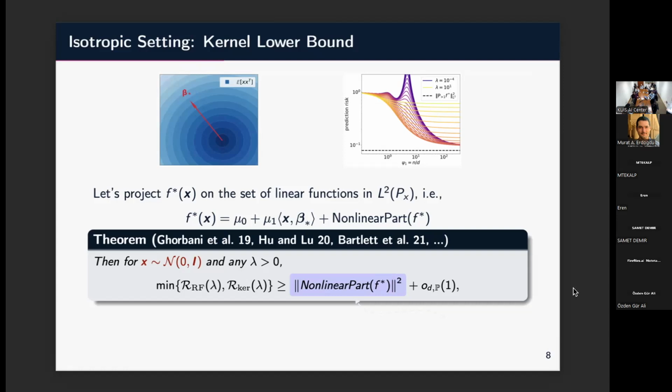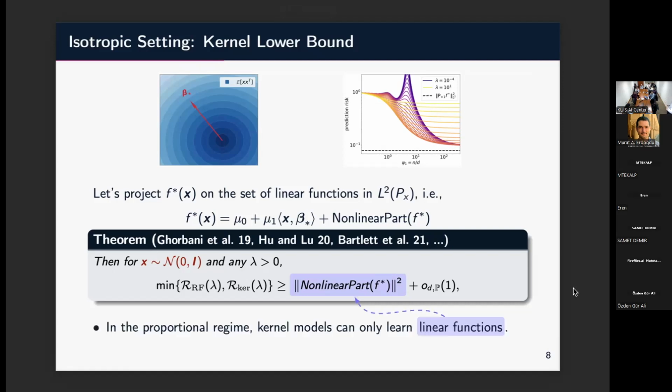But this is a lower bound. So what it is telling me is that for a kernel method or a random features method to learn this function F star, you need to have this part be 0, right? And when is the nonlinear part 0? It's basically when the function is linear. So in the proportional regime, when n is comparable to d, a kernel method can only learn linear functions, based on this lower bound. So this is a very good baseline now.